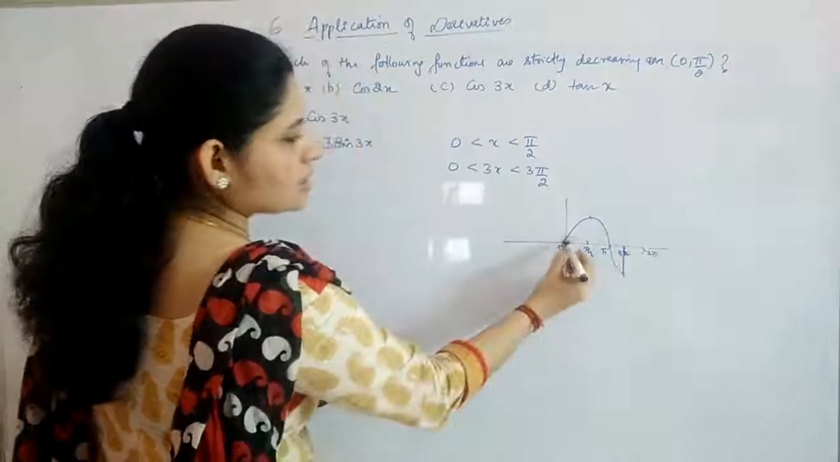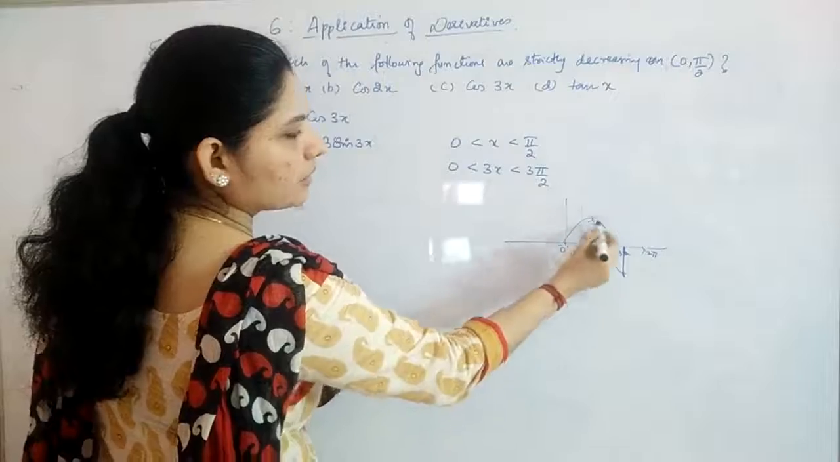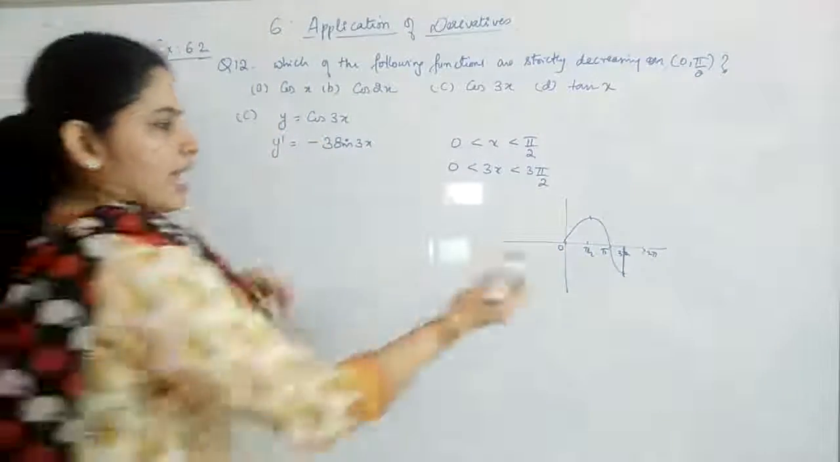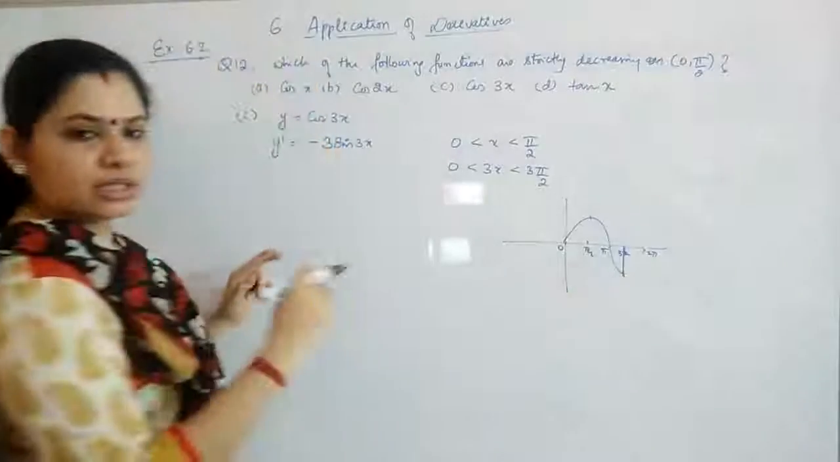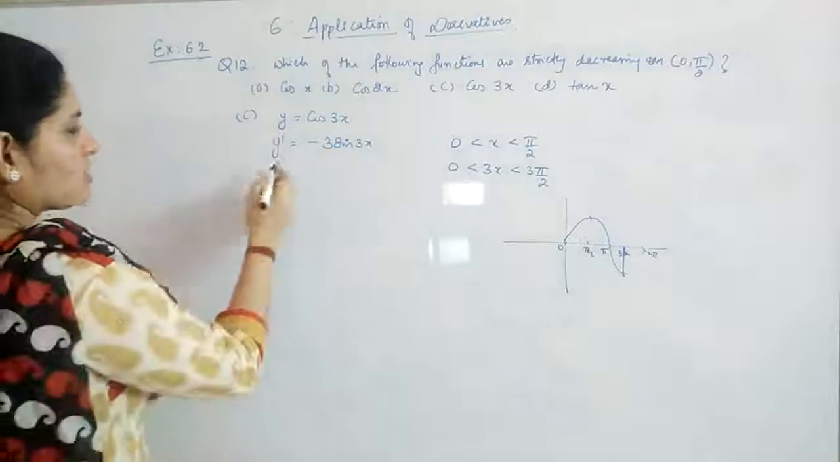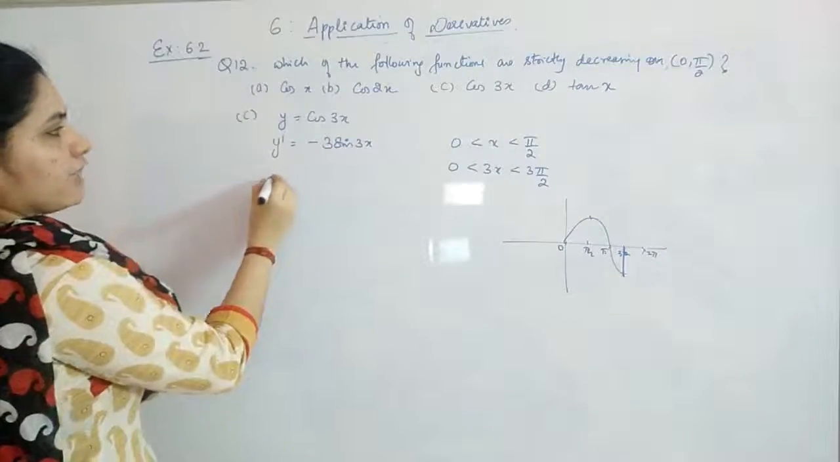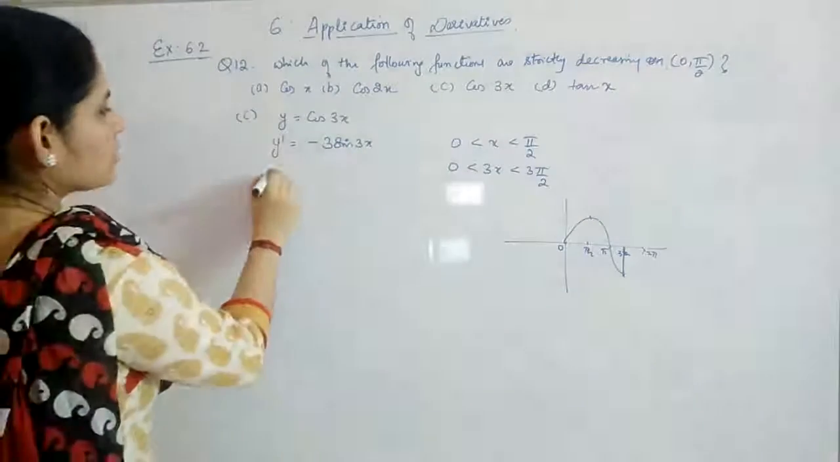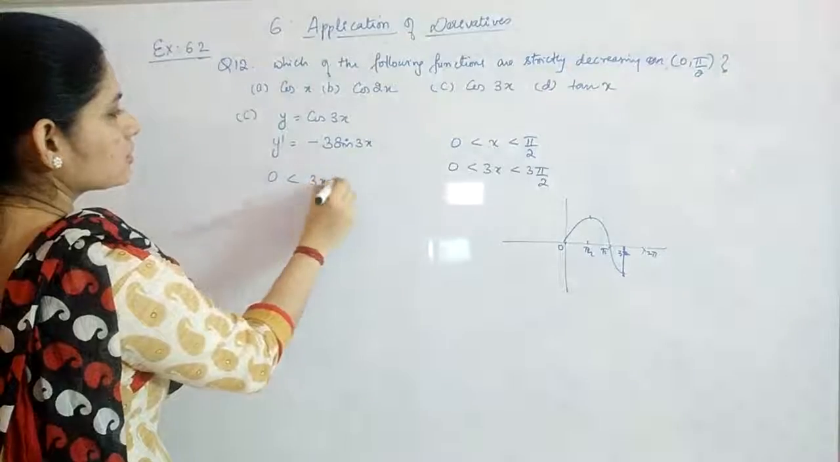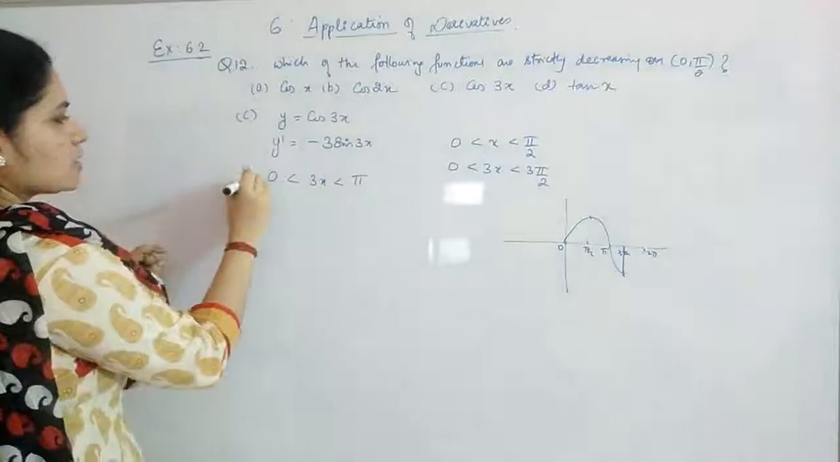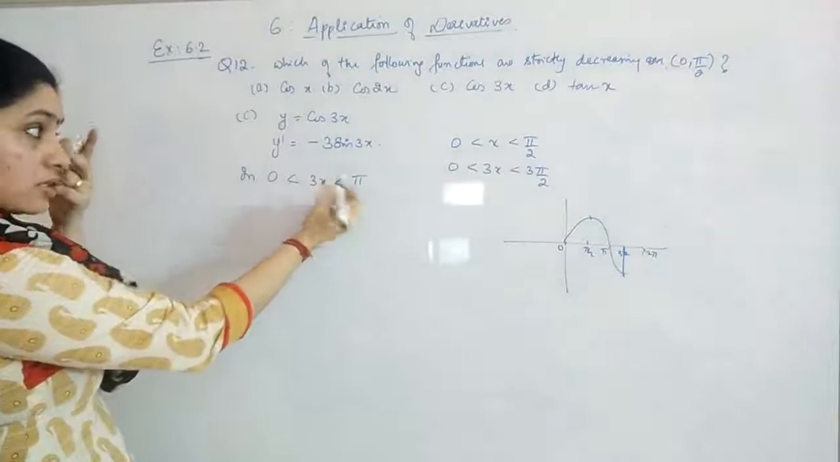And you can say that from 0 to pi, the function is always positive. Sine value is always positive, and from pi to 3 pi by 2 it is negative. That means you are just splitting this into two cases. Okay, when your angle is lying between 0 and pi, in 0 to pi you can write.